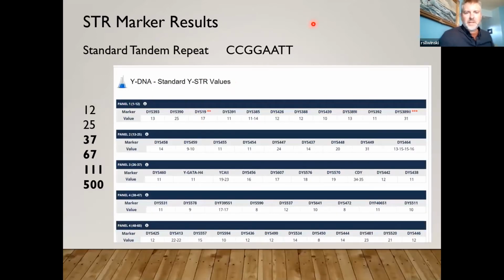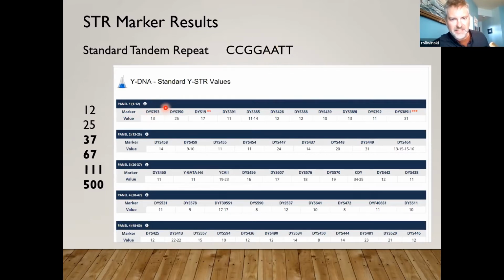Okay, when you get your YDNA, you're probably looking at this going overwhelmed. I see a bunch of numbers. I see a bunch of letters. I don't know what is going on with this results page for YDNA. And these are panels 1 through 4, and each panel has a number of marker names.